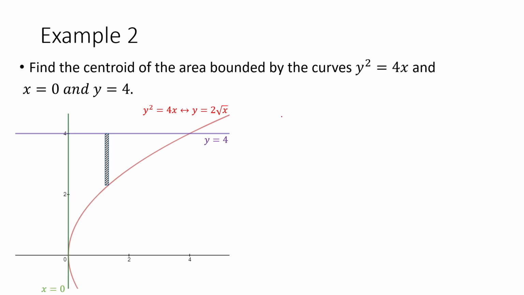So example number 2, we're going to have these equations. We're going to find the centroid of the area bounded by the curves y squared equals 4x, x equals 0, and then y equals 4. So this one, our purple graph is the y equals 4 equation. This particular green graph, it might not be seen by your eyes, but it is the y-axis, x equals 0. And then this red graph is your curve, which is y squared equals 4x.